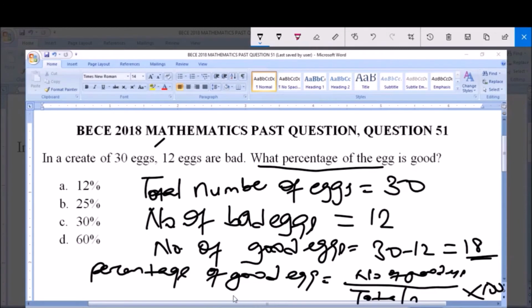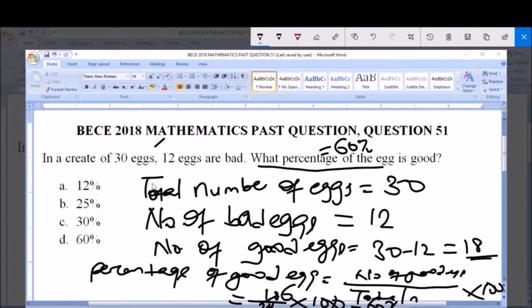So this is equal to, now number of good eggs is 18 all over total number of eggs, which is 30, multiplied by 100. This 0 here, we cancel this 0. 18 divided by 3 will give us 6, and 6 times 10 will give us what? 60%. So therefore, the percentage of good eggs is equal to 60%.